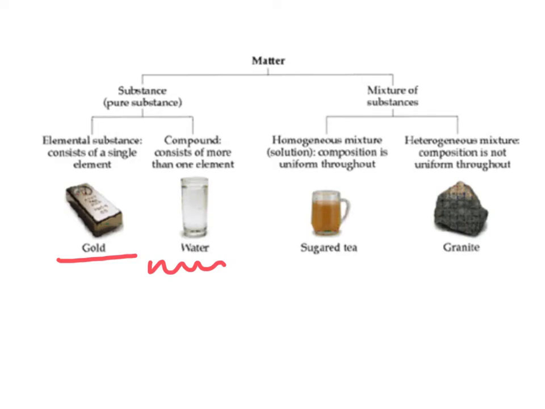Water's a really good example. Water contains two kinds of atoms, hydrogen and oxygen, and they're not just mixed together, they're actually chemically bonded to one another to form the compound water. So you get that oxygen atom with the two hydrogens actually attached chemically. And what that means is the hydrogen and the oxygen no longer behave like hydrogen and oxygen atoms. They behave like water molecules.